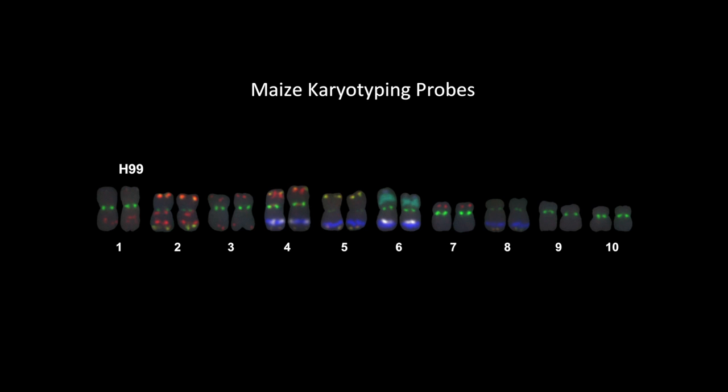An example of chromosome identification is shown in this karyotype of maize inbred line H99. Each chromosome pair has a unique pattern of fluorescent signals. The pattern for each line is different and can be viewed as the plant version of a fingerprint.